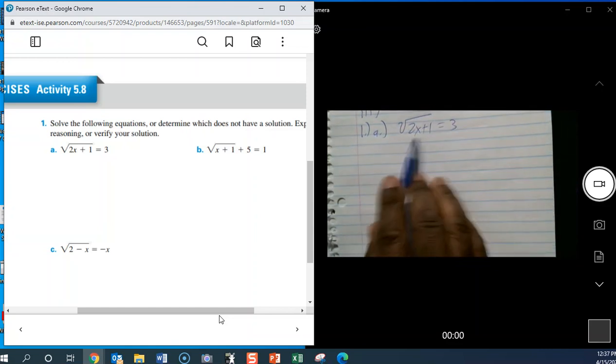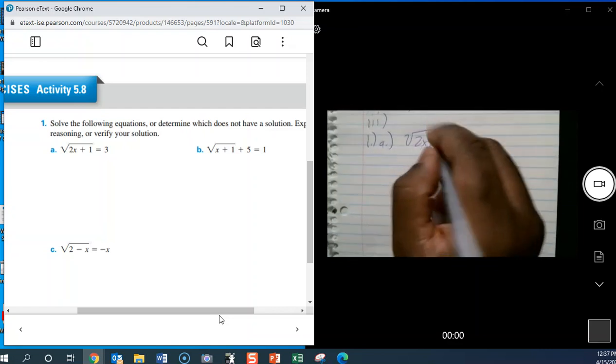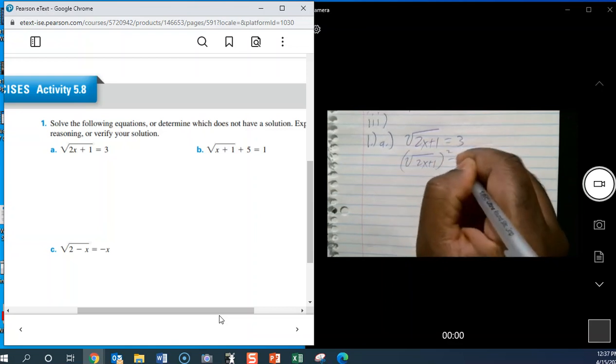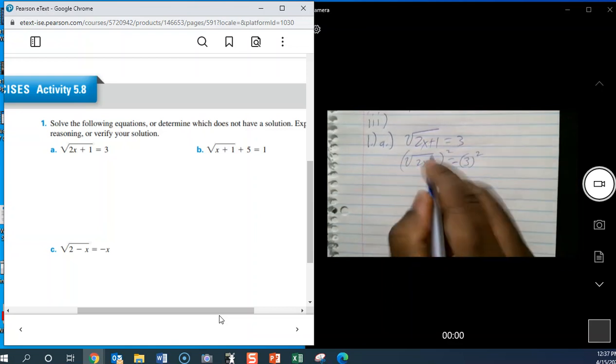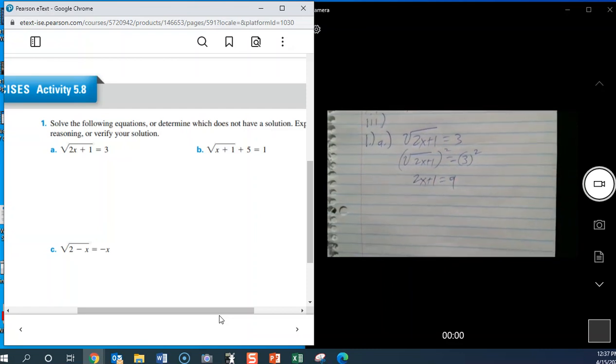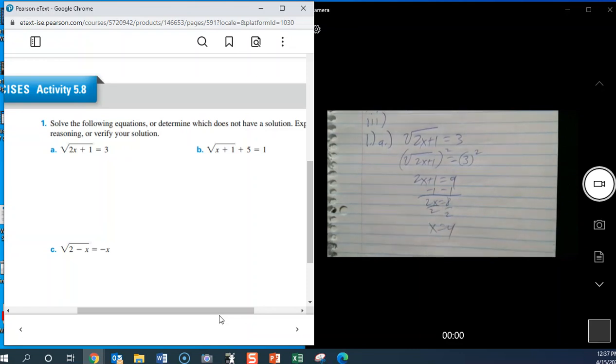Now we know with this problem here, like we did in 5-7, we got to get rid of this square root. And we do that by squaring both sides. So this will give us 2x plus 1 equals 9. We subtract 1 on both sides, and 2x equals 8. Divide each side by 2, and x is equal to 4.